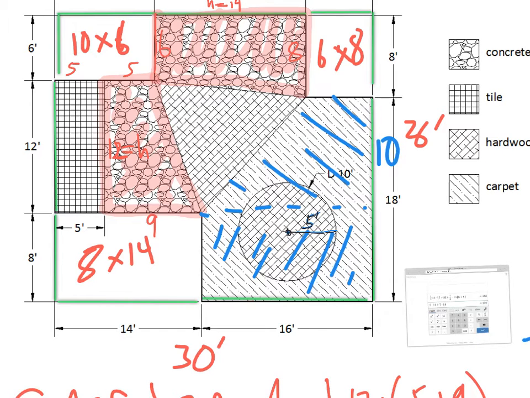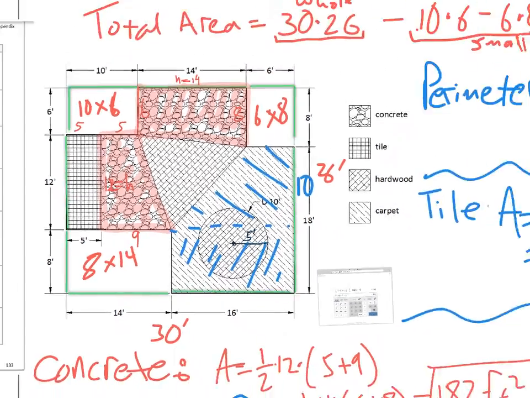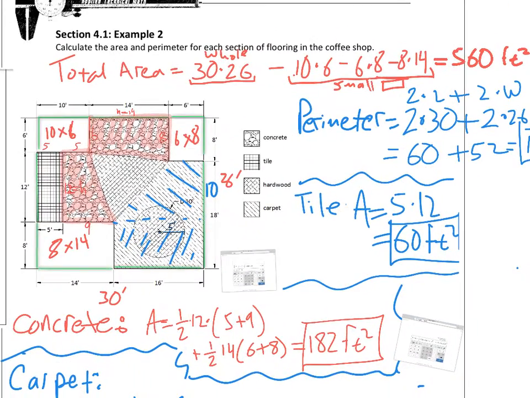Now, the last thing we have here is the hardwood. The hardwood is this circle plus this triangle. Well, we found the area of this circle. This triangle is going to be a little more challenging. But actually, we don't need to go find them individually because we found everything. We found the total area, right? What's our total area? Total area was 560 square feet.